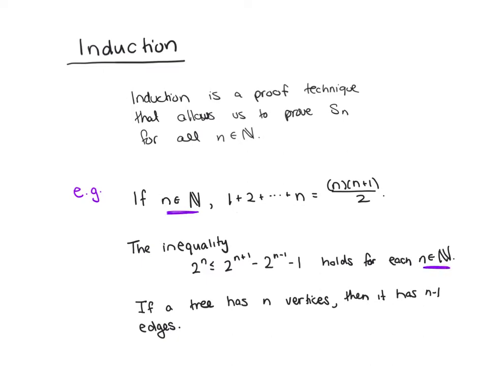Or we can prove other statements that just have to do with arbitrary n's where that n is a natural number or a positive or non-negative integer. So for example, this one is about a tree, and we'll talk about what a tree is. It's a special type of graph. So if a tree has n vertices, then it has n minus 1 edges. Again, that has to be true for every natural number n. Therefore, that's something that we can prove with induction.